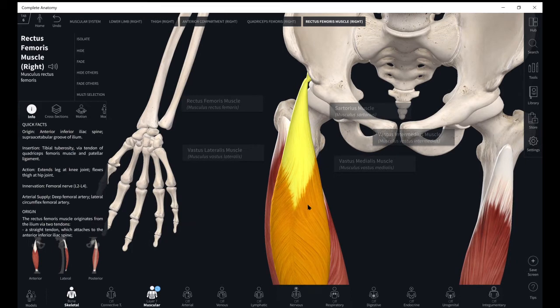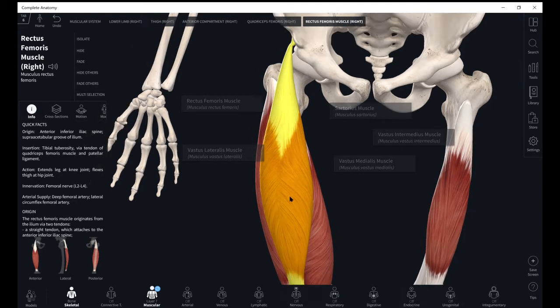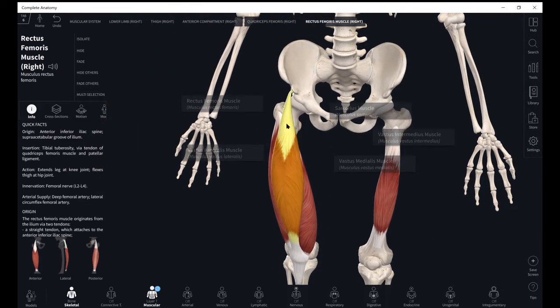It inserts in the tibial tuberosity via the tendon of the quadriceps femoris muscle and the patellar ligament. Its action is it extends the leg at the knee joint, and it flexes the thigh at the hip joint. So crossing two joints has dual functions. Innervation: femoral nerve, L2, L3, L4.